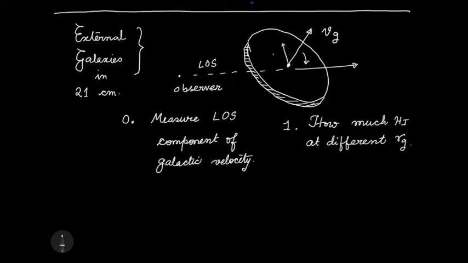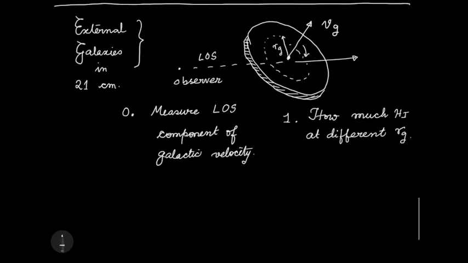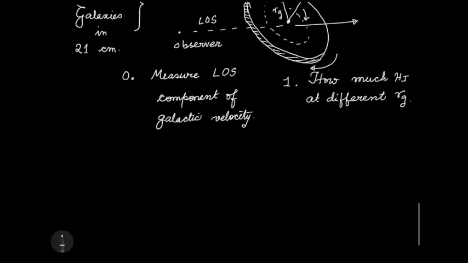How much H1 at different radius. Let's call this Rg. Rg is nothing but the radius from the center of the galaxy. So how much H1 is there if I assume that it's isotropic? So how much is there at a different Rg? You can actually figure out the entire distribution. You can ask the question, do you have spiral arms in the atomic hydrogen? Are they distributed with spiral arms, etc.? But this is one thing you can ask.